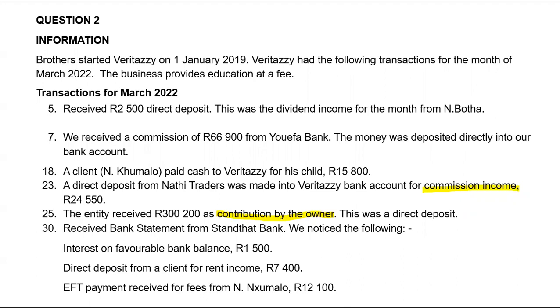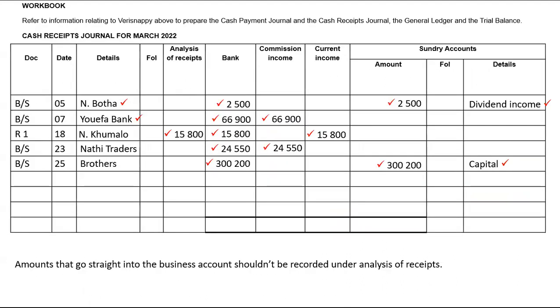Interest on favorable bank balance will be recognized as interest income. And interest income will be recorded in the cash receipts journal as such. If it was interest on unfavorable bank balance, it was going to be recorded in the cash payment journal as interest expense. Now, how do we record this?